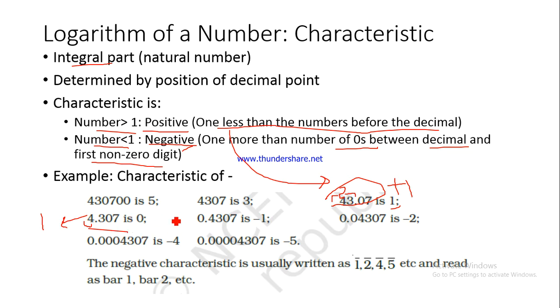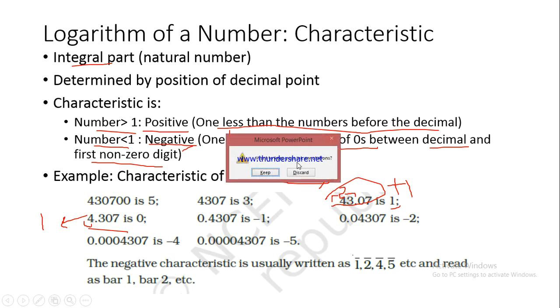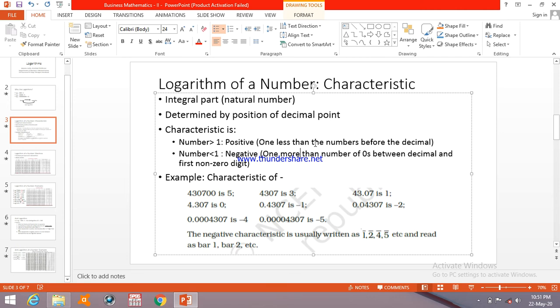Just to ensure that this confusion is not there, I should rather, instead of writing the numbers here, mention digits. Otherwise you might get a little confused whenever you are reading this. So I am making this slight change.